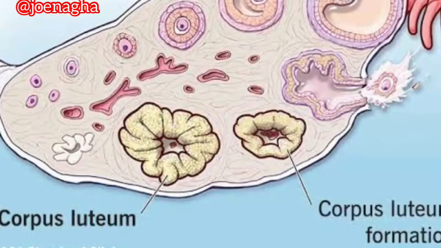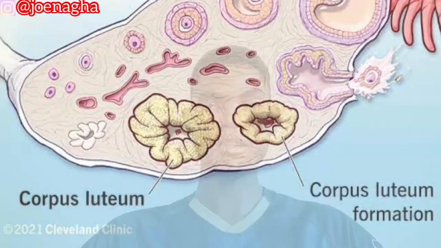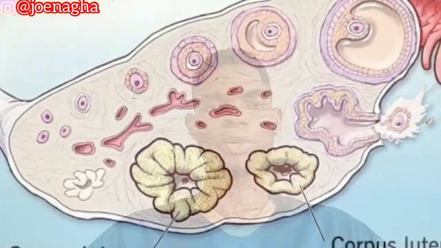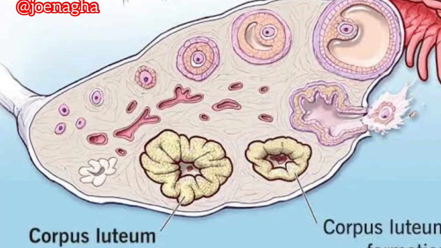Then let's now talk about the action of luteinizing hormone on the female. In females, the luteinizing hormone brings about the formation of corpus luteum, and not only the formation of corpus luteum, it also brings about ovulation. So the luteinizing hormone also brings about the activation of corpus luteum, for it to start its secretory activities.